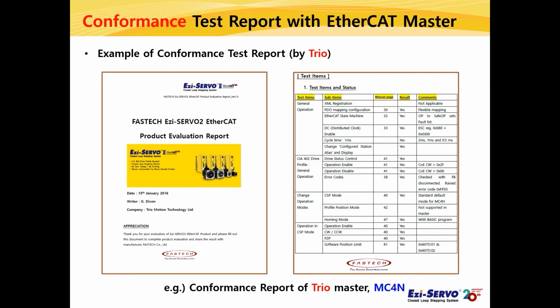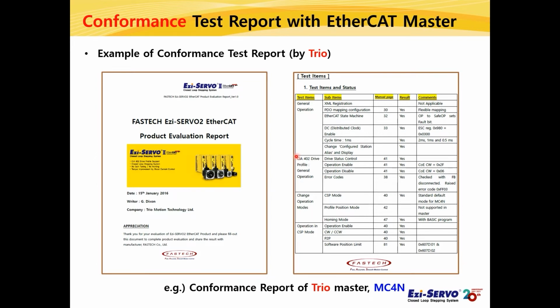First, here's the example of the actual conformance test report. This is a report written after testing the FASTECH EtherCAT slave by a master company called Trio Motion Technology in the UK. Each evaluation item applied to the test was taken directly from the CIA 402 drive profile, which is a standard profile for drive motion control.